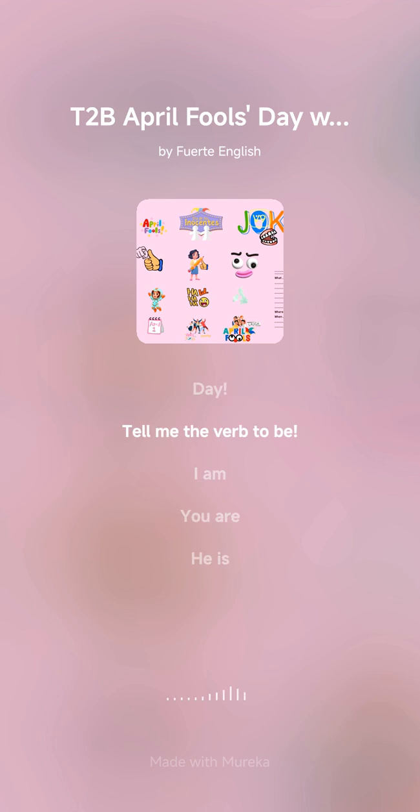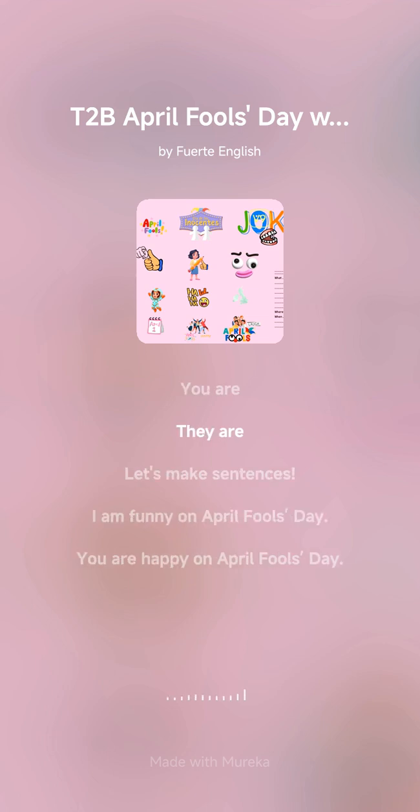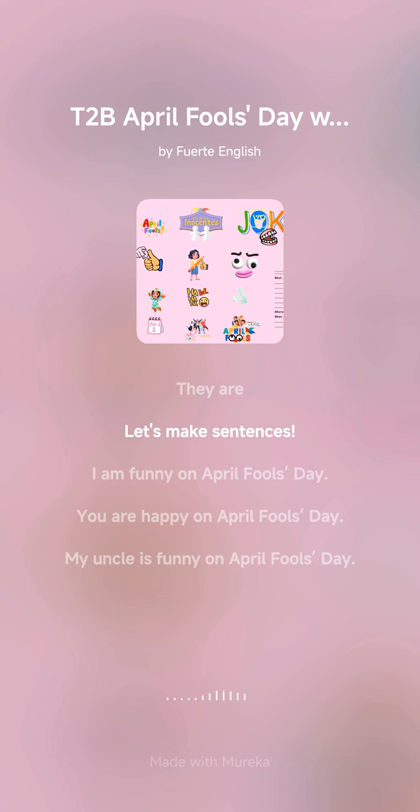Use the verb to be to talk about April Fool's Day. Tell me the verb to be. I am! You are, he is, she is, it is! We are, you are, they are. Let's make sentences!